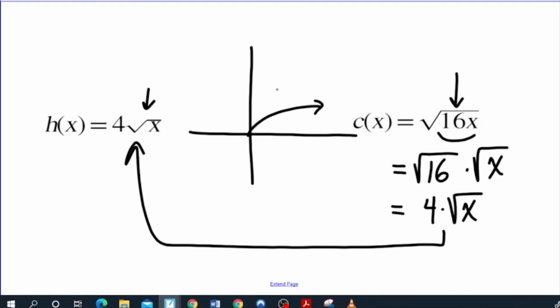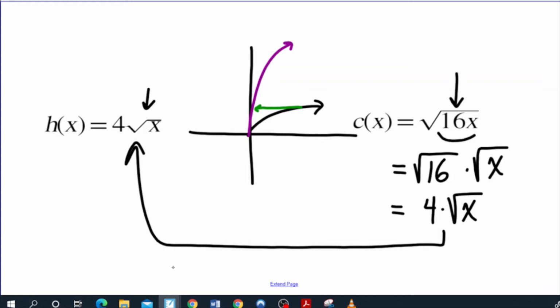A vertical stretch by a factor of 4 would make it look like this, but a horizontal compression by a factor of 1/16 would also give you the exact same graph. So because of the way the equations are for certain functions, this is a possibility.